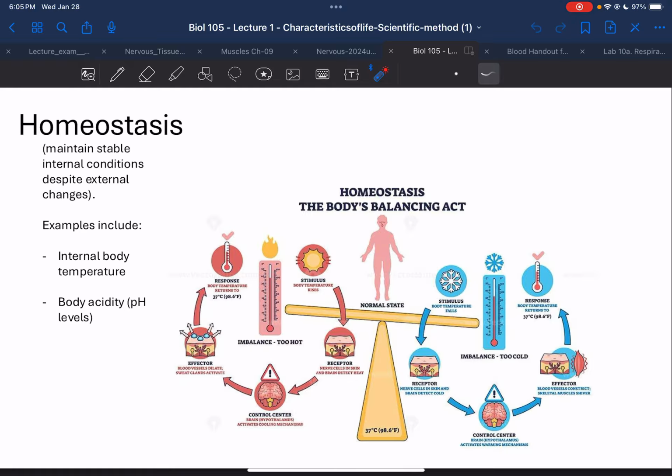And so this is a balancing act. And so that's what homeostasis is about. It's like, how does this balance maintain itself? And again, it's happening also for pH and other factors.